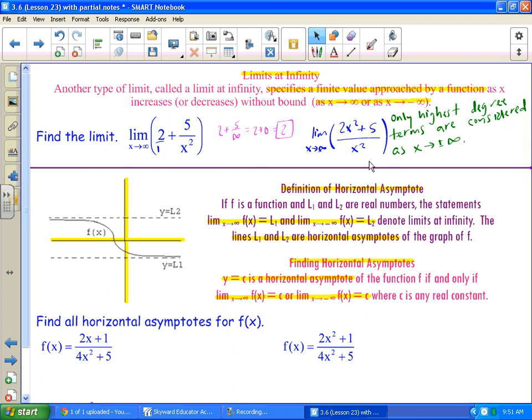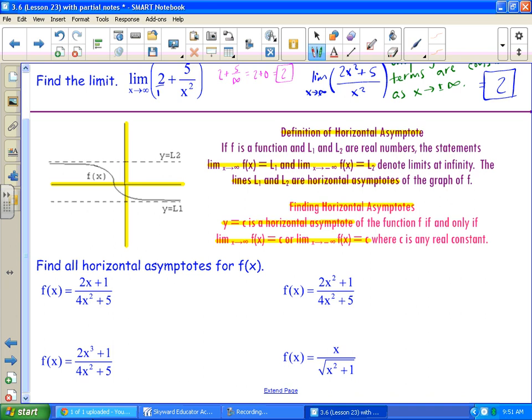So do you see how I get the same answer for both of those? So this would equal 2 here. So questions on that? So do you see how you can do it either way? You should get the same answer. Okay, let's go ahead and look down here then.